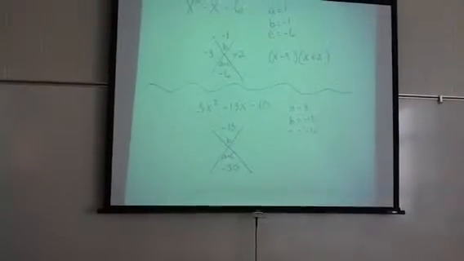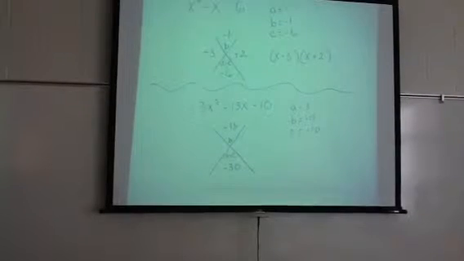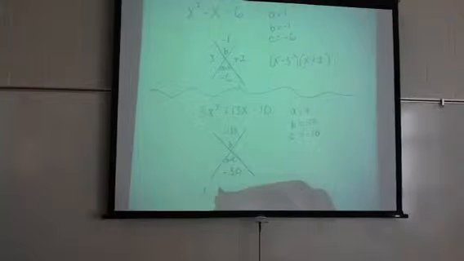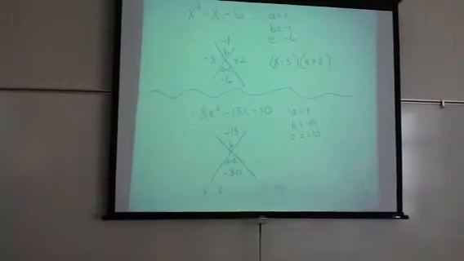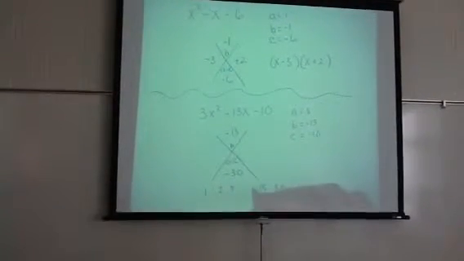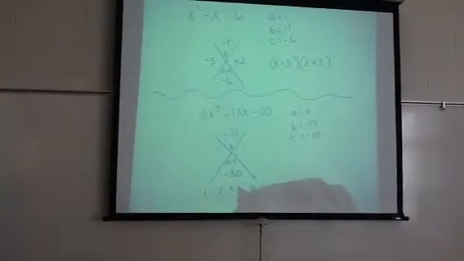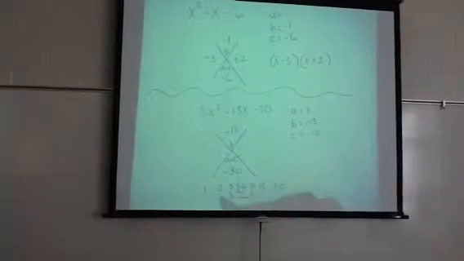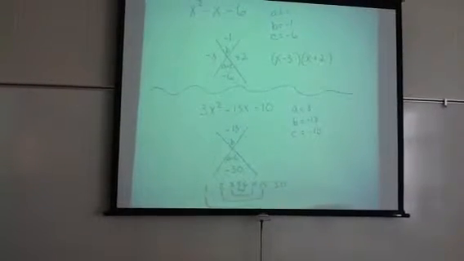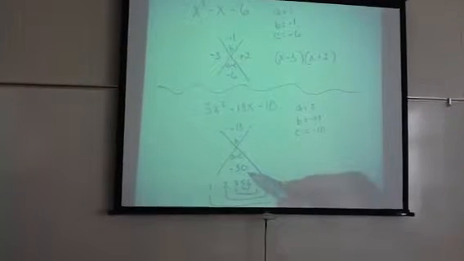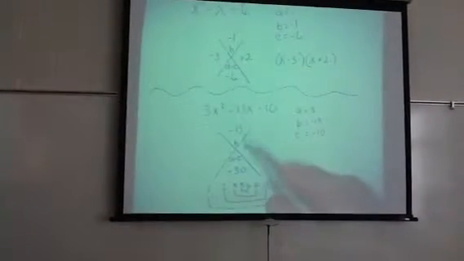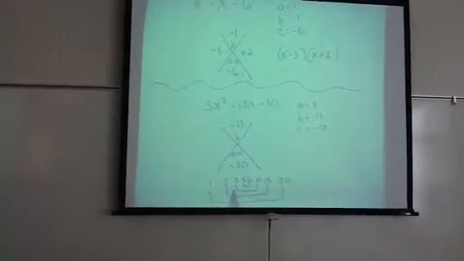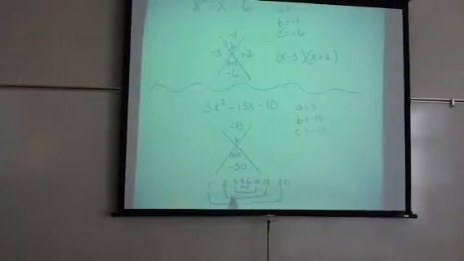If you want to go through and list your multiples of 30, we've got a 1 and a 30, a 2 and a 15, a 3 and a 10, and a 5 and a 6. I know I've got to use one of these combinations that, when I multiply them, gives negative 30, and when I add them, gives negative 13. Right now, I think my best choices are my 3 and my 10.